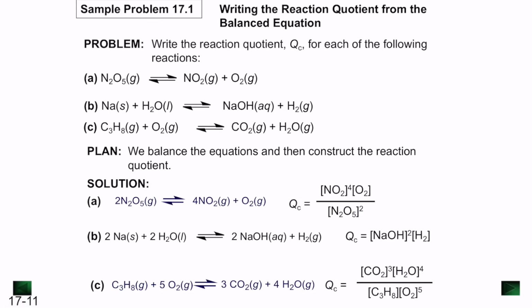So let's take an example of these problems right here. What is given here? Write the reaction quotient for each of the following reactions. So let me copy these square.